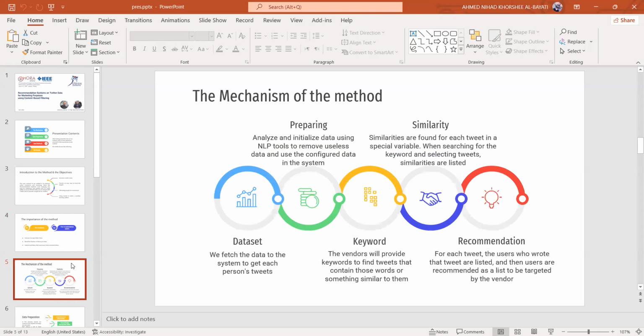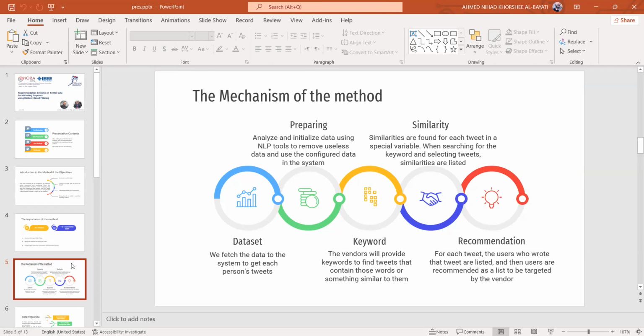How does the method work, or what is the mechanism of the method? As the first step, about the data set, we are fetching the data into the system to get each person's tweets. The data set will contain tweets from different persons, and in each tweet, in the preparing step, we will analyze and initialize the data using natural language processing methods and tools. We will use NLP tools to remove useless data and use the configured data in the system.